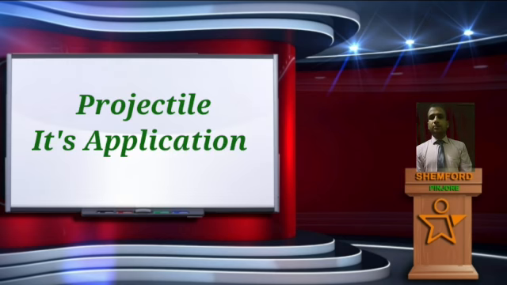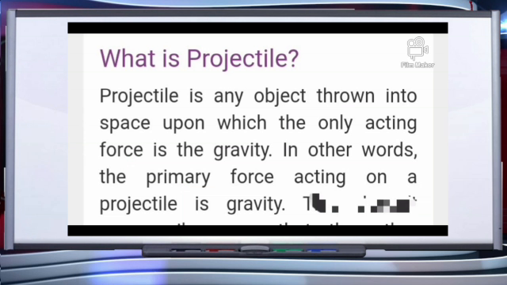Today we are going to discuss projectile motion and its application. So let's see the definition first, or you can say, what is a projectile. A projectile is any object thrown into space upon which the only acting force is gravity. It means when we throw an object, it is going to travel under the effect of gravity alone. So you can say it is a projectile. Or in other words, the primary force acting on the projectile is gravity.